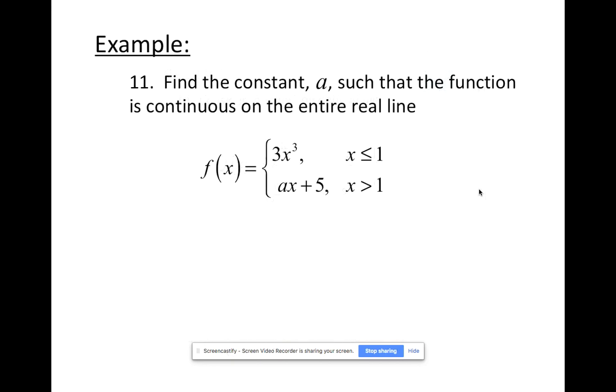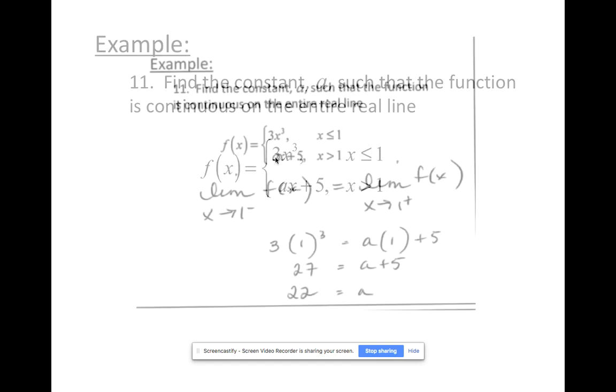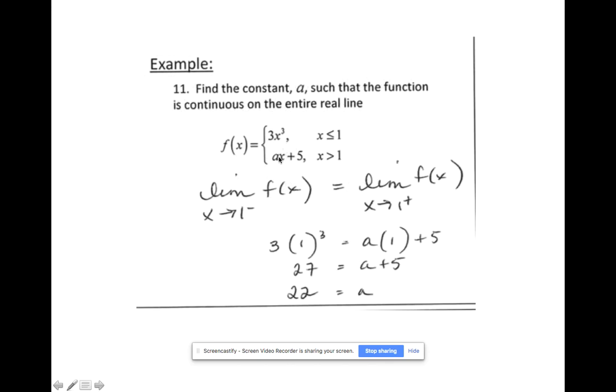Another interesting question that they're likely to give you is where they tell you that they want the function to be continuous, but you have to figure out what some variable would have to be equal to. So this is a piecewise function. We can tell that if it were these two polynomials, it would be continuous. So the problem is where x is 1. The limit as x approaches 1 from the left of f of x has to equal the limit as x approaches 1 from the right of f of x. And so let's go ahead and plug this in. From the left, it would be this function, and we're going to plug in the 1. So 3 times 1 cubed has to equal a times 1 plus 5. And then we solve it and find that a is 22.